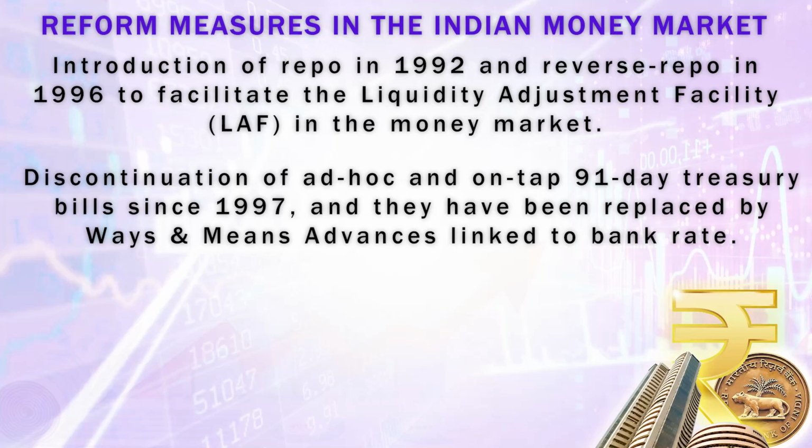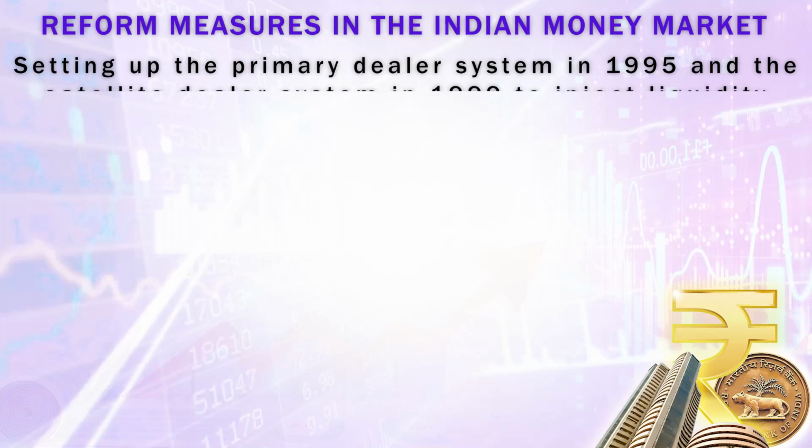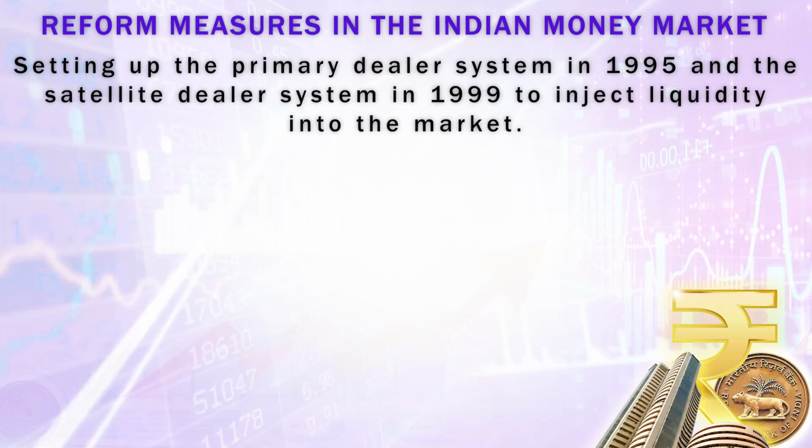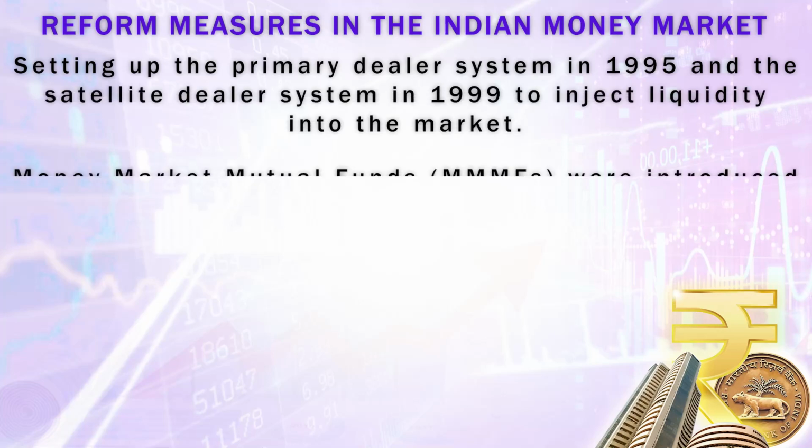There was also the establishment of the Clearing Corporation of India Limited in 2001 to clear all transactions in government securities and repos reported on the negotiated dealing system. There was the introduction of the primary dealer system in 1995 and the satellite dealer system in 1999.